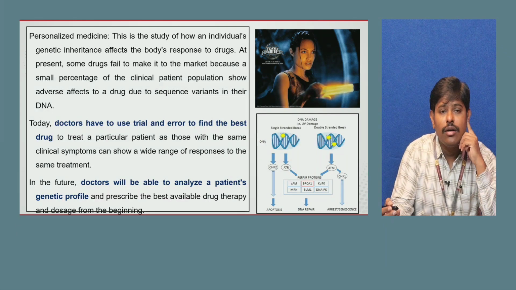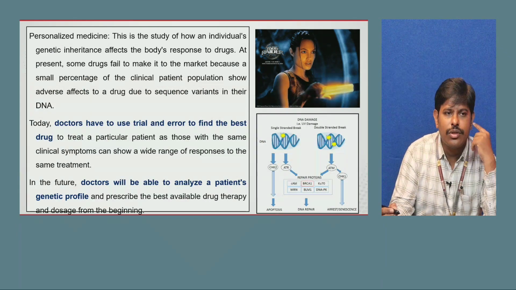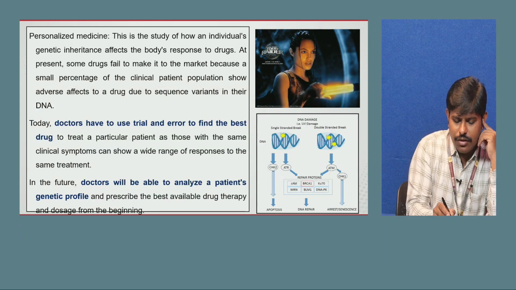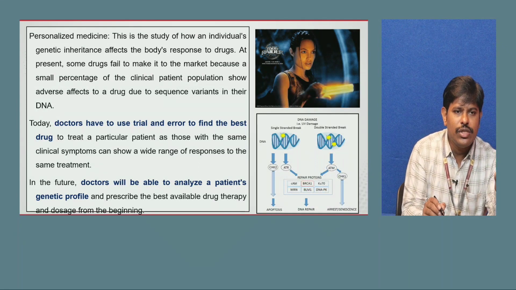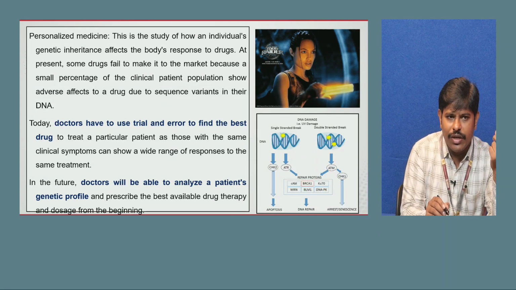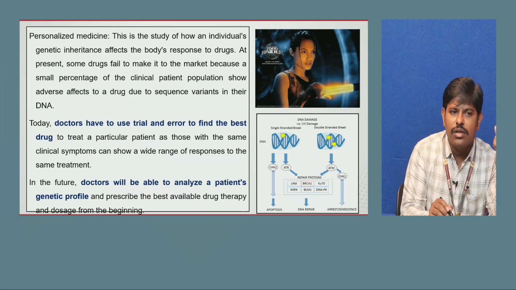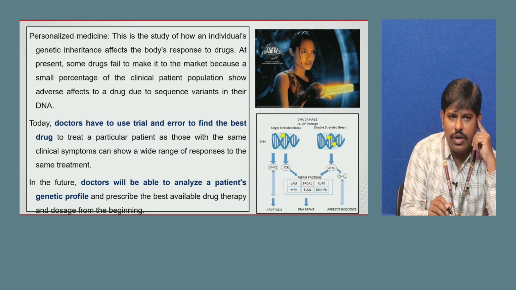The ultimate goal of bioinformatics is to develop personalized medicine. For every individual, the same drug may not be effective because the DNA sequence arrangement differs from person to person. That is called single nucleotide polymorphisms.